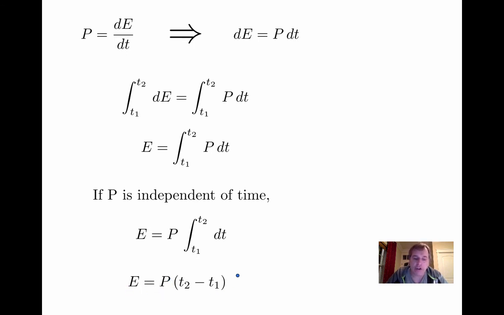So basically, this is the equation you might have seen in mechanics. Energy is the power times delta t. But this is true only if the power is a constant in time. In our circuits, power is a function of time, so we cannot use this form here.